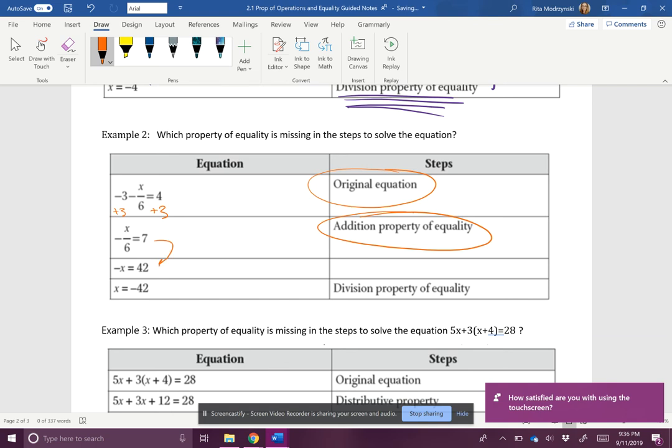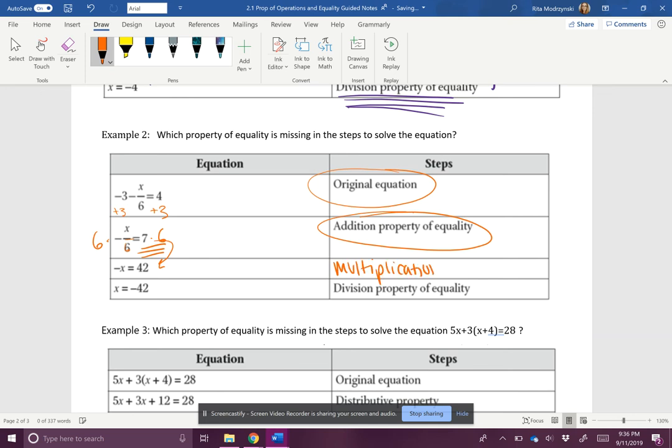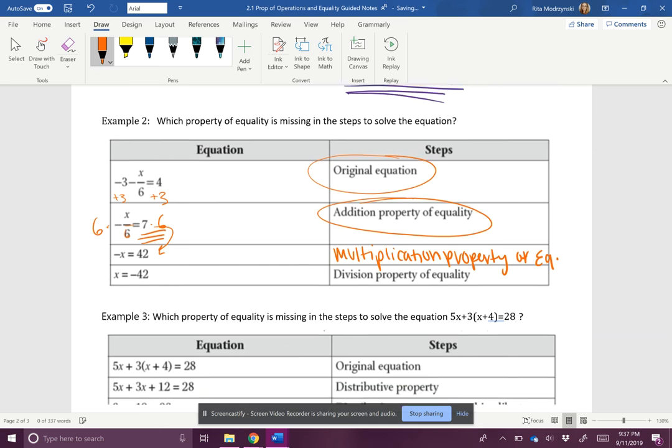From step 2 to 3, it looks like that 6 went away. I was dividing by 6, so the inverse of dividing is multiplying. So I must have multiplied both sides by 6 to get here. And I know I'm right because 7 times 6 is 42. So the reason why I was able to go from step 2 to step 3 is the multiplication property of equality. And again, I'm just going to abbreviate equality.